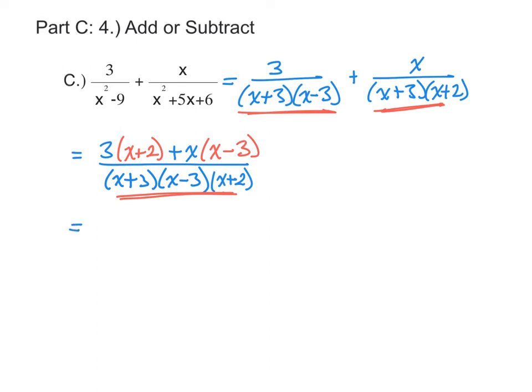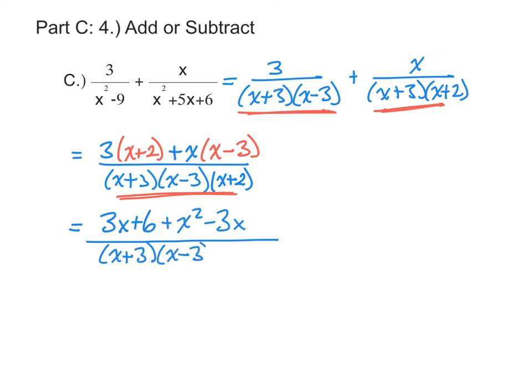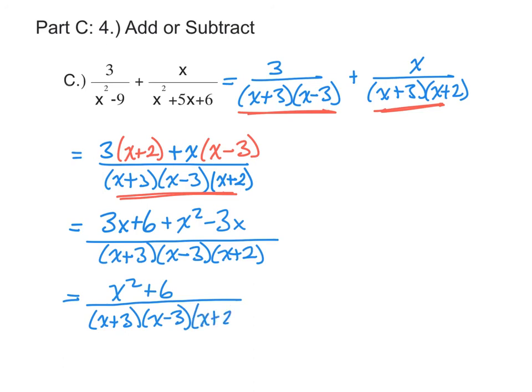Now we simplify. Distribute the 3 to get 3x plus 6, and distribute the positive x to get plus x squared minus 3x. The common denominator is going to stay the same and stay factored. Now we just have to continue simplifying the numerator. We'll be left with x squared, 3x minus 3x is 0, plus 6. And the denominator again will stay the same. x plus 3, x minus 3, and x plus 2.